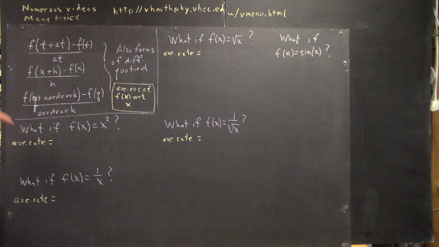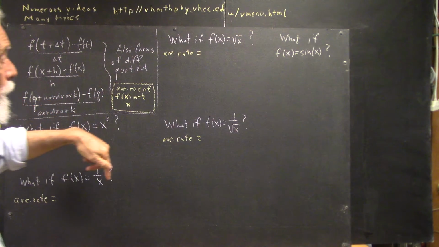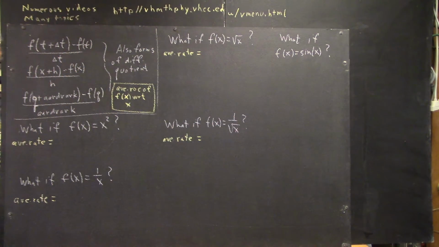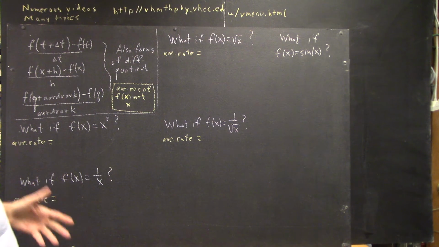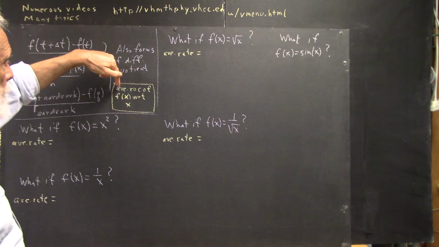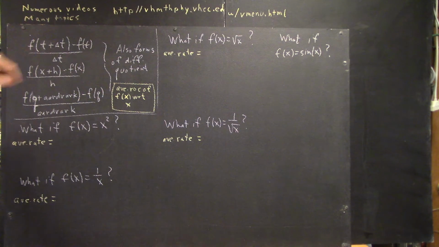Now, we ask, okay, what's the difference quotient if f of x equals x squared, if f of x equals 1 over x, if f of x equals the square root of x, if f of x equals 1 over the square root of x? What's the difference quotient in each case? Well, remember, the difference quotient represents an average rate. It's the average rate of change of f of x with respect to x, or of whatever, average rate of change of f of t with respect to t, okay, average rate of change of f of q with respect to q, whatever.